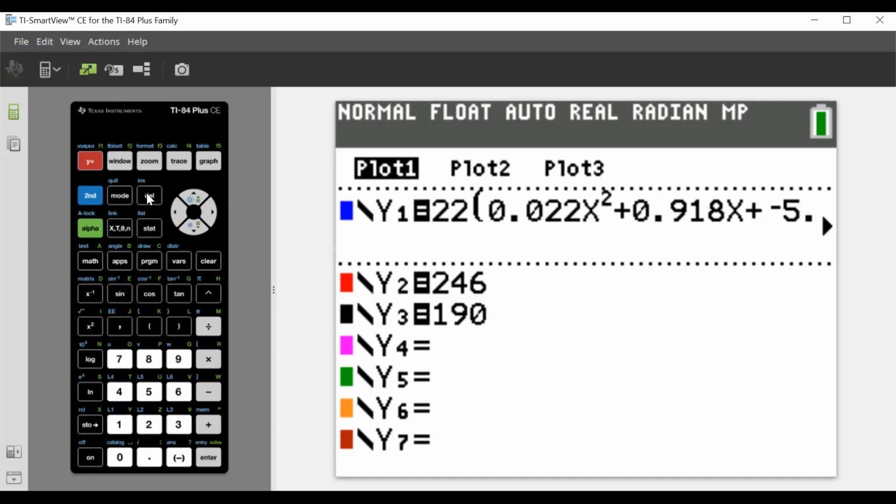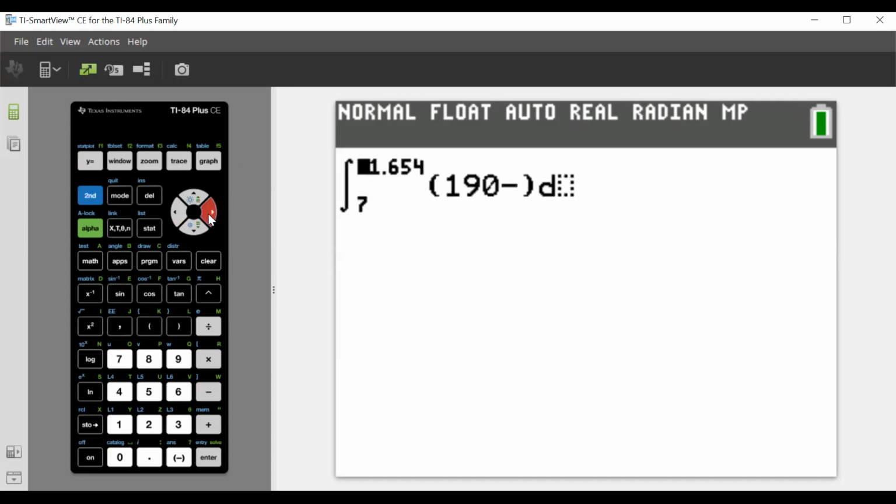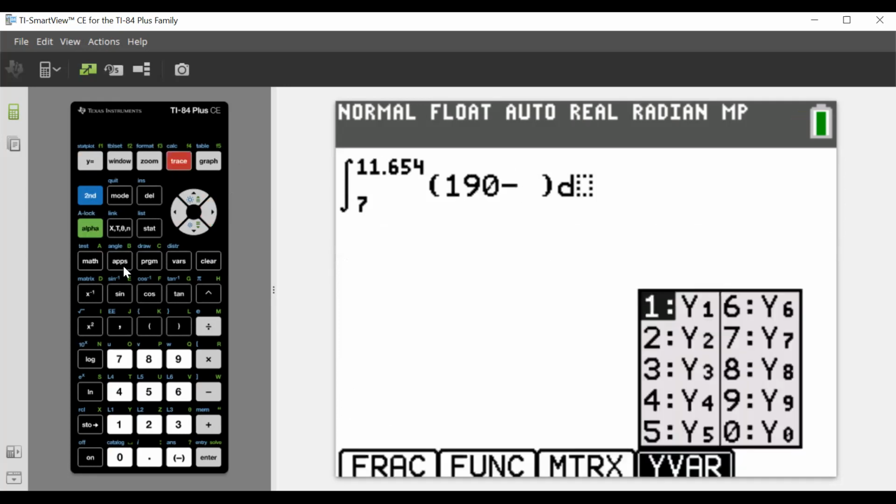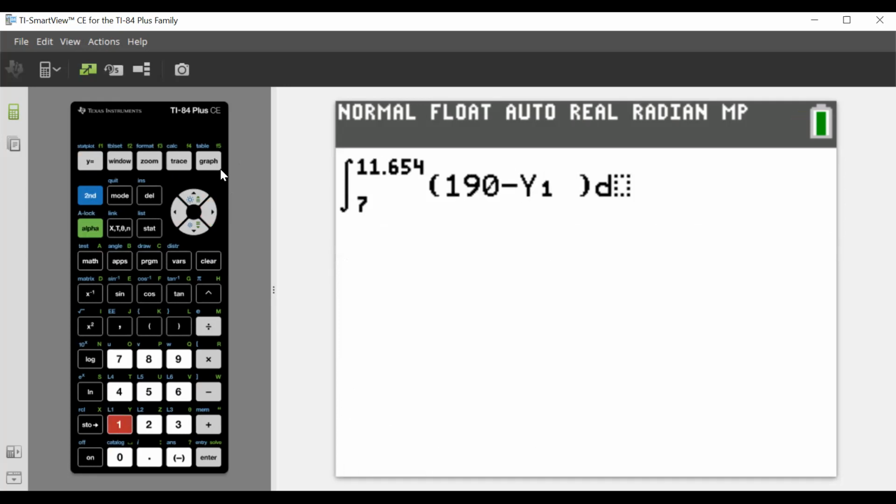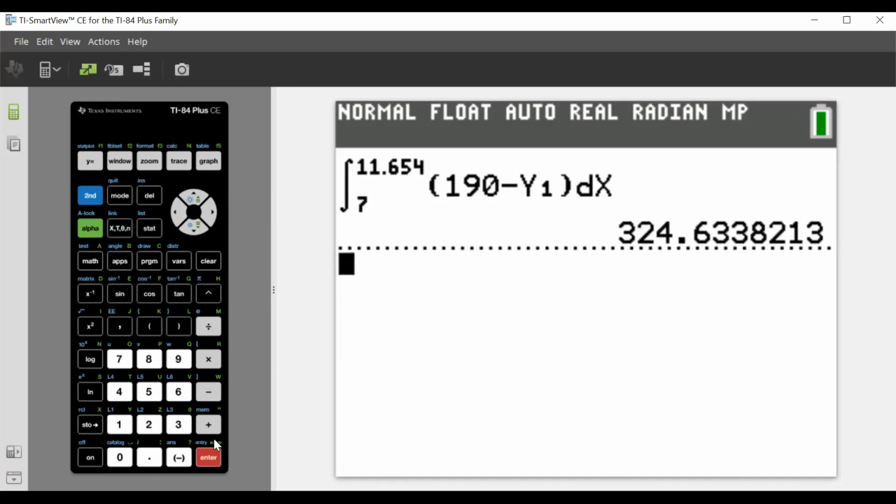Now I don't want, yeah, I do want that one still. And so let's go back here. And so we want y1, and then our x here. Okay, so that's going to give us 324.634. All right, 324.634.